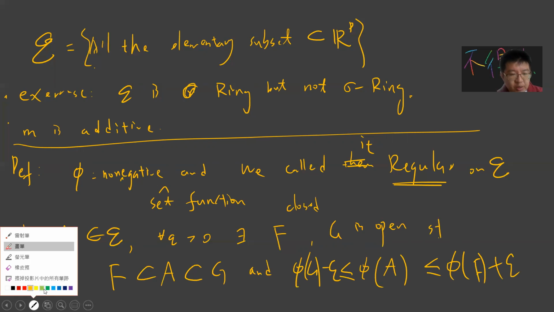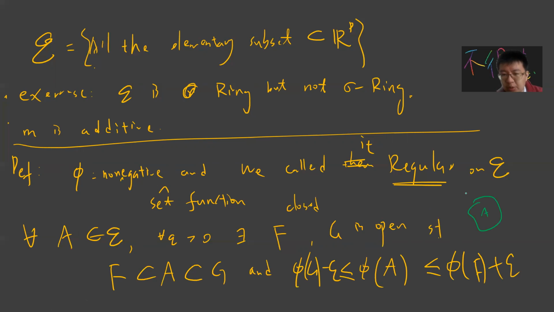What this means is that given A, you can find G and F such that their volumes are very close, if you view phi as a volume. Also, a very simple exercise is to check that m is regular.